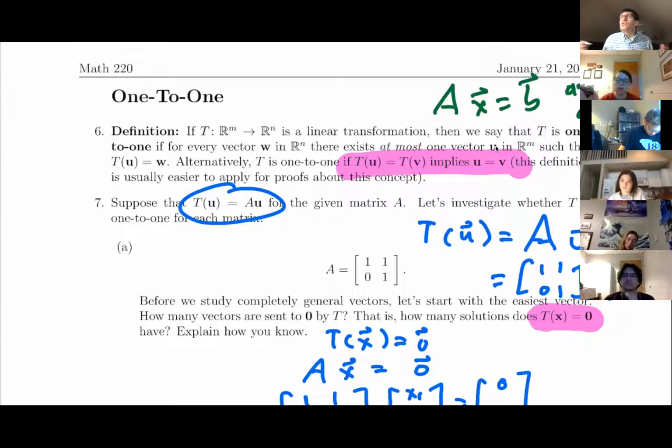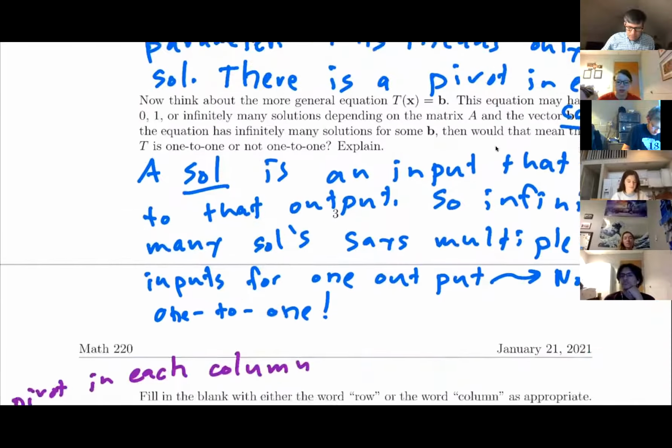Because a solution corresponds to inputs, right? So if there's at most one solution, then there's at most one input that goes to that given output. b here is my output, okay? So we had talked about this.